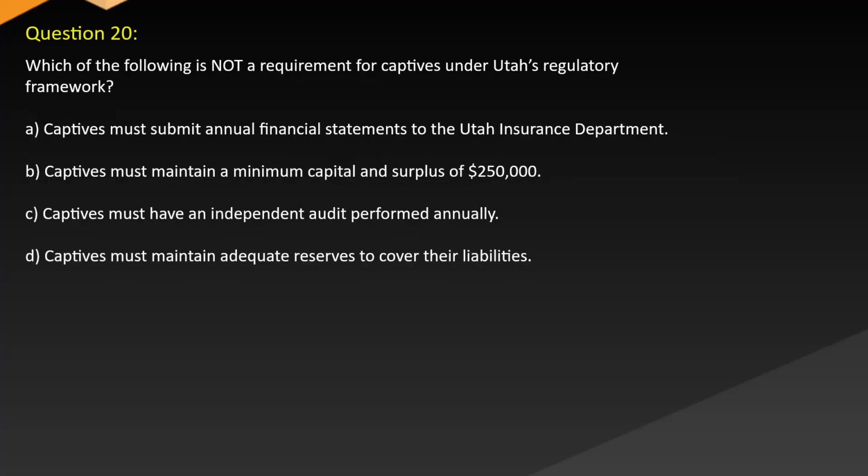Question 20. Which of the following is NOT a requirement for captives under Utah's regulatory framework? A. Captives must submit annual financial statements to the Utah Insurance Department. B. Captives must maintain a minimum capital and surplus of $250,000. C. Captives must have an independent audit performed annually. D. Captives must maintain adequate reserves to cover their liabilities.